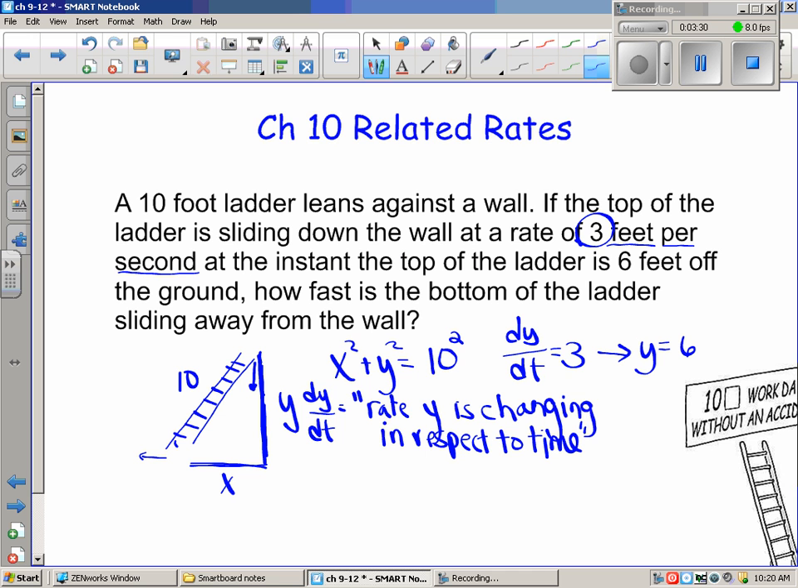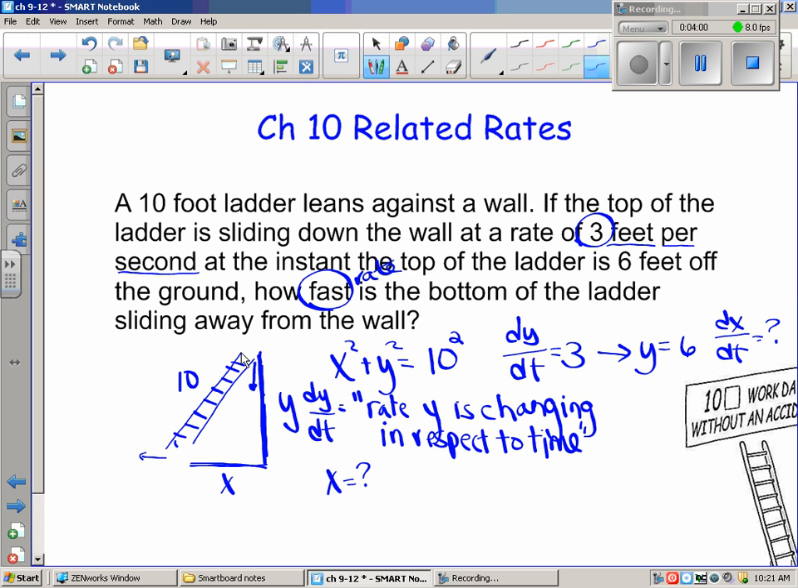Okay, so you're like, well, what about x? What information do we have about x? Well, let's continue on to read the question. It says, how fast is the bottom of the ladder? So fast is a rate, right? And so it's really asking for dx/dt. It wants the rate that it's sliding out. And you might say, well, what's x? Can you find x? My hope is you could say, obviously, yes, because we have the Pythagorean Theorem. All right, so let's find x.